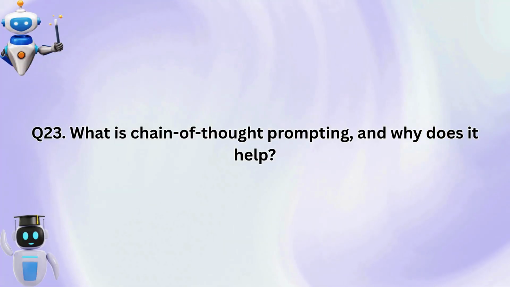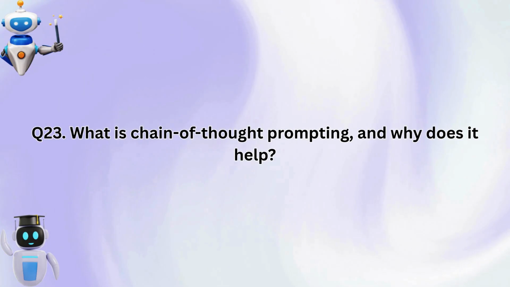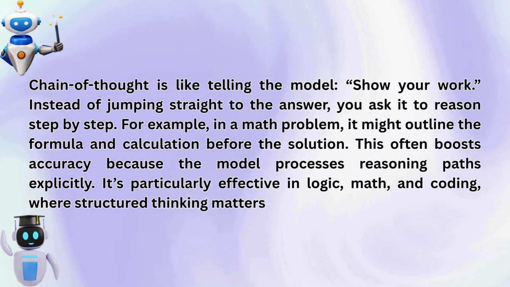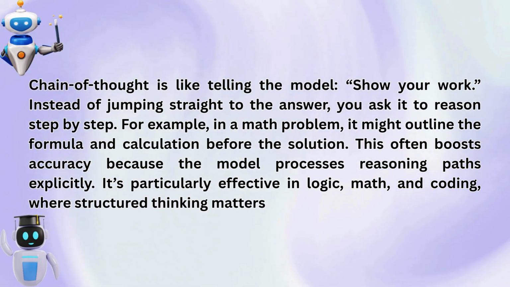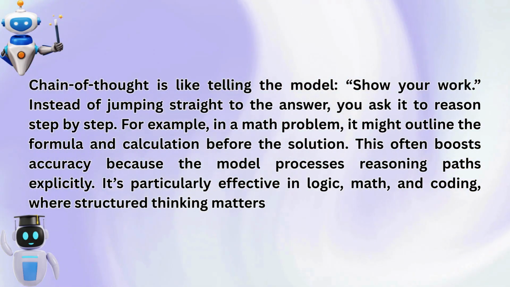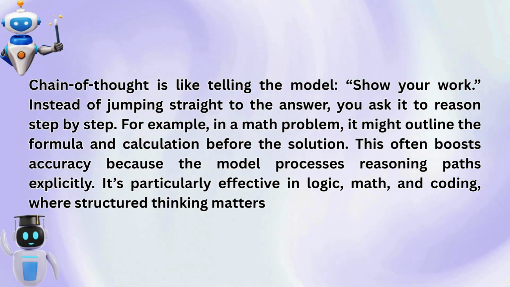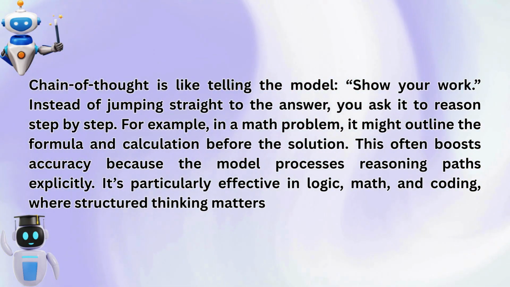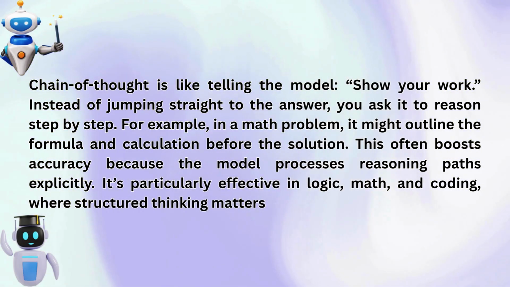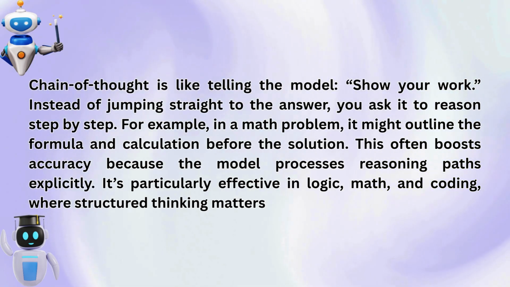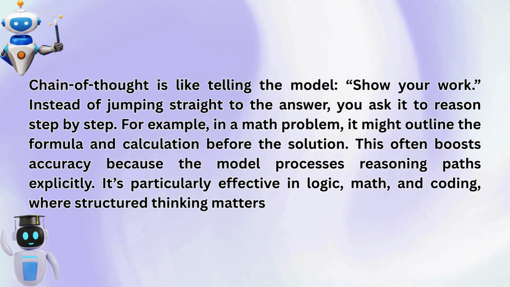What is chain of thought prompting and why does it help? Chain of thought is like telling the model, "Show your work." Instead of jumping straight to the answer, you ask it to reason step by step. For example, in a math problem, it might outline the formula and calculation before the solution. This often boosts accuracy because the model processes reasoning paths explicitly. It's particularly effective in logic, math, and coding, where structured thinking matters.